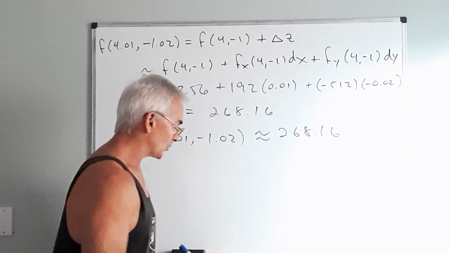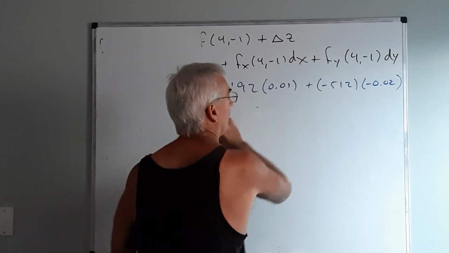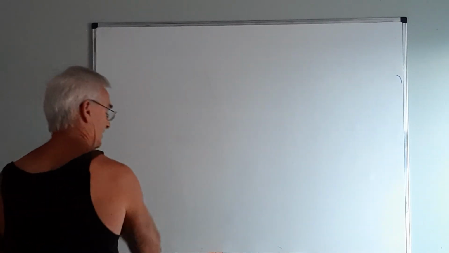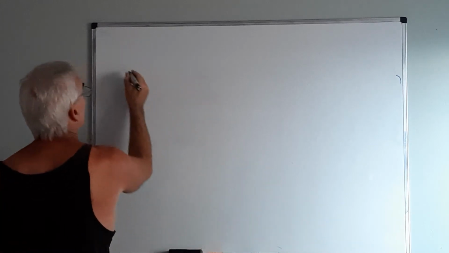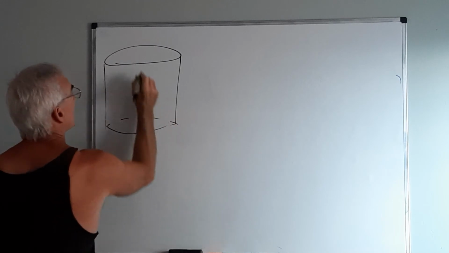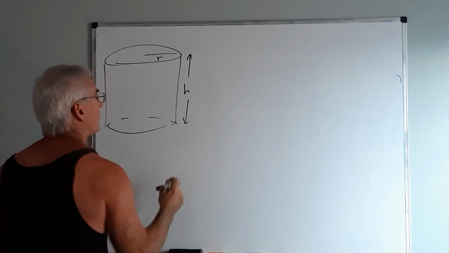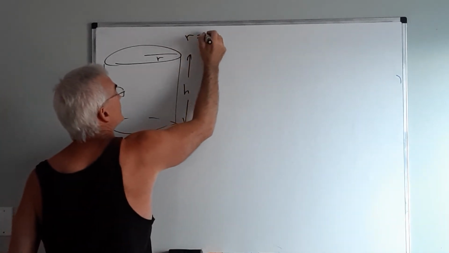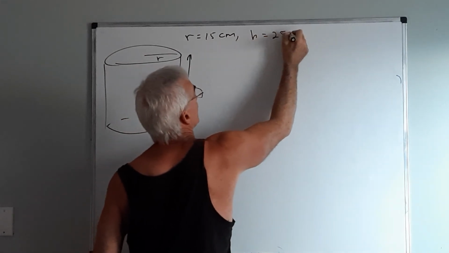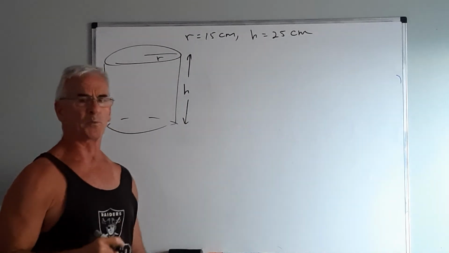So we're going to look at a very specific example here where we're going to talk about error and relative error at the same time. So I'm going to take a very simple example here. Let's consider a circular cylinder, and let's say radius and height. Let's suppose the radius is supposed to be 15 centimeters and the height is supposed to be 25 centimeters. But in the process of construction, they can both be a little bit off.